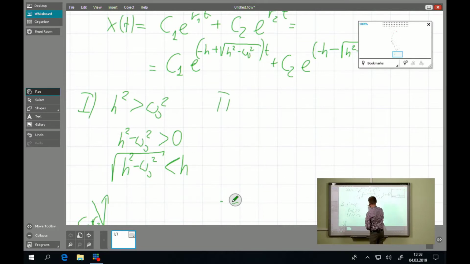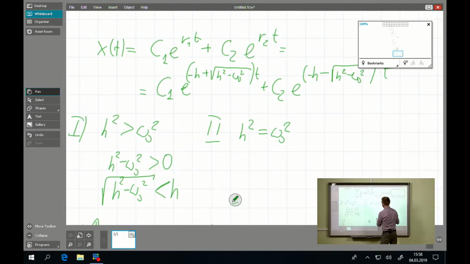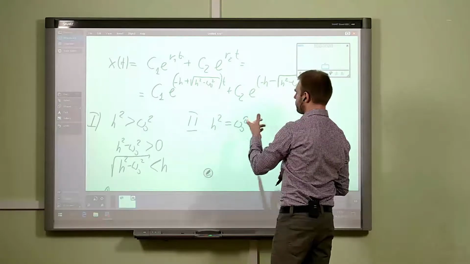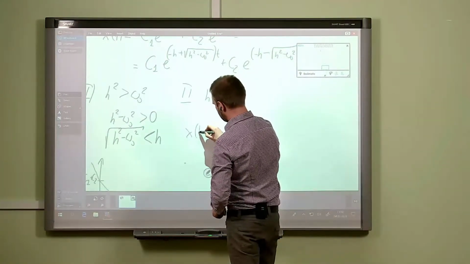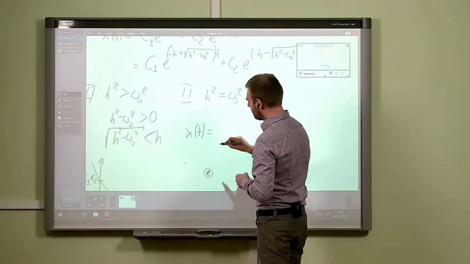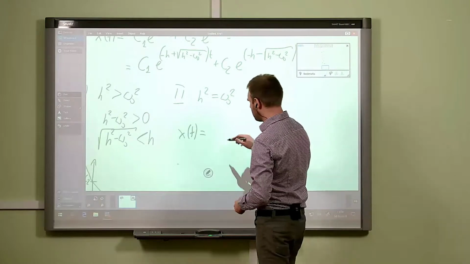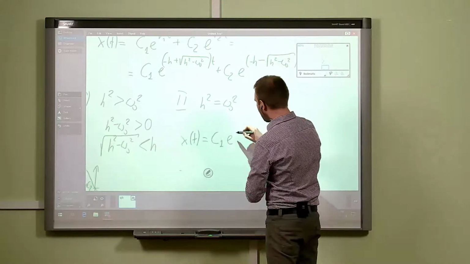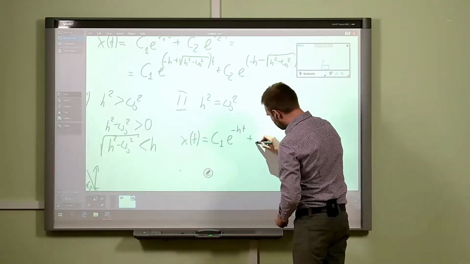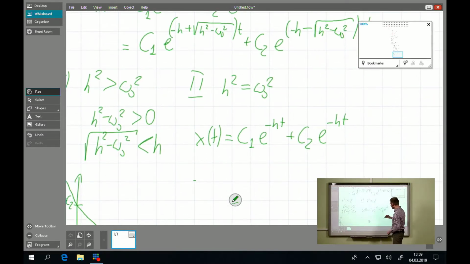Okay, second condition, h square is equal to omega square. It means that that square root and that square root will be exactly the same. Then, due to the theory of differential equations, the solution will be a little bit different. It's connected with the linear independence of the particular solutions. It means that it will be C e to the minus ht, and of course the second part will be exactly the same. But that isn't possible, that is why we will put the t here.